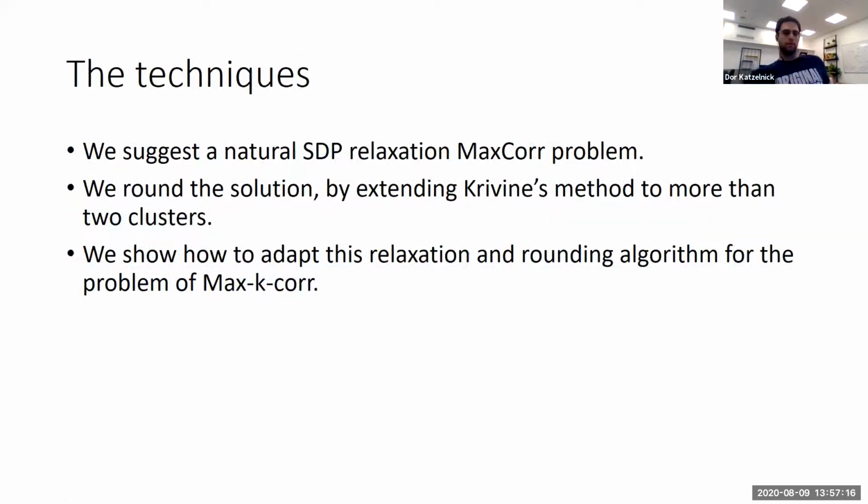Okay, techniques. The first thing that we do is we suggest a natural SDP relaxation for the MaxCorr problem. And then we show how to round the solution for this problem and obtain a clustering. So how do we do it? We extend Grothendieck's method to allow more than 2 clusters in the output. And then we show how we can adapt this relaxation and this algorithm for the problem of MaxCorr, when you want at most k clusters in the output.